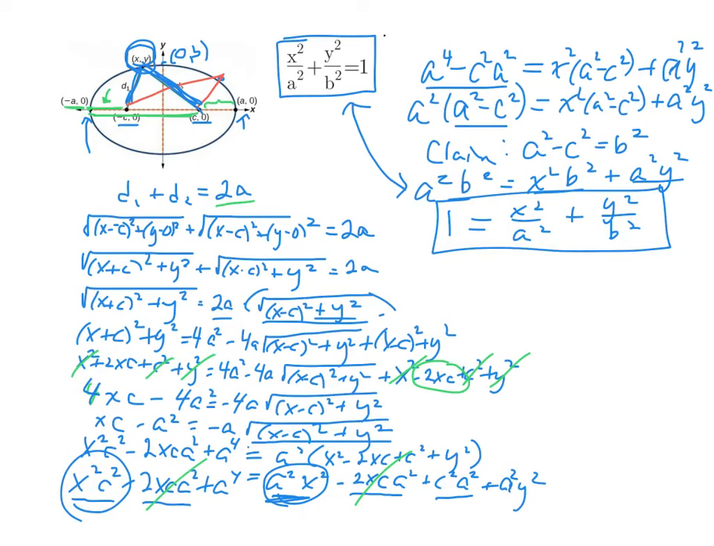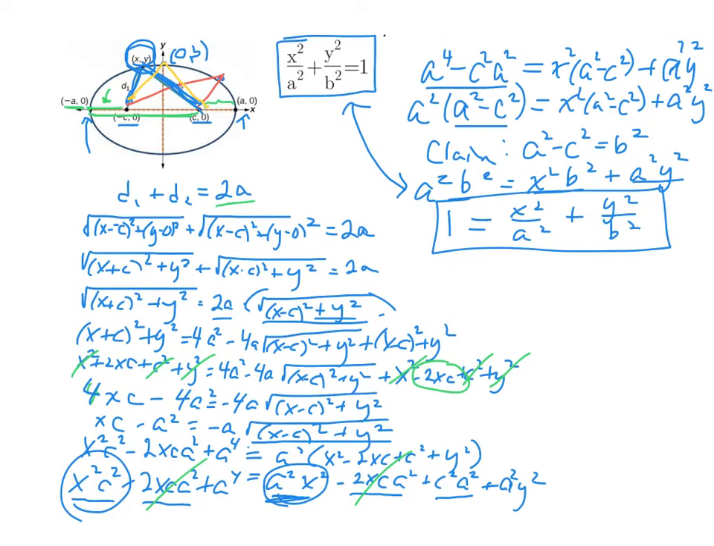And I know you may be asking, where does the a squared minus c squared equals b squared claim come from? If we take specifically that point B that's on the minor axis, and we know that those two yellow lines together also equal 2a, well, let's look at that distance. How do we get that?